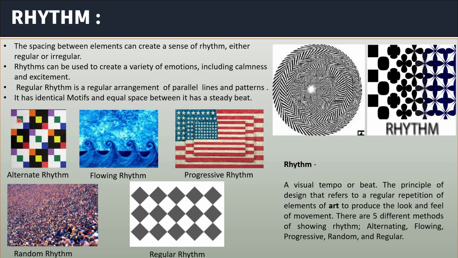If you can see, we have 1, 2 and 3 boxes. It is repeating, or it has a repetition but with a different and alternative rhythm. Then we have a flowing rhythm, then progressive rhythm, random rhythm. A visual tempo or a beat is called rhythm, the principle of design that refers to a regular repetition of elements of art to produce the look and feel of movement.